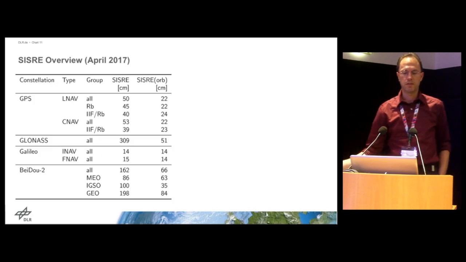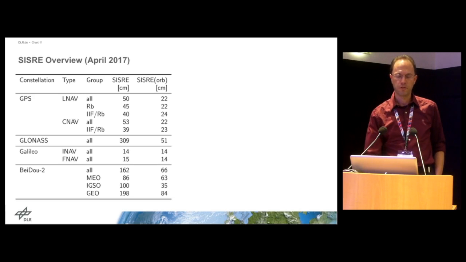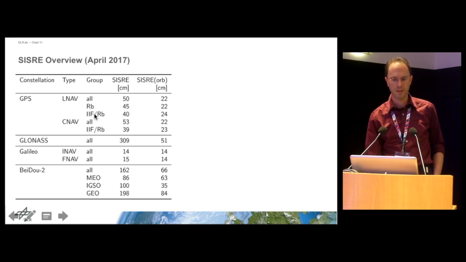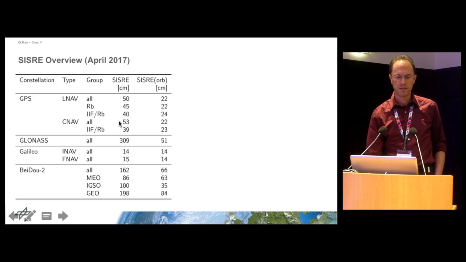If we now have a look at the SISRE values of the different constellations, you see some numbers here that you've already seen before. So the 50 centimeters for the GPS. If we limit to only the rubidium clocks, we get an improvement of 5 centimeters. If we limit only to the latest generation of IIF satellites, again, 5 centimeter improvements. You see that the CNAV message, which is still experimental, has almost the same performance as the LNAV.